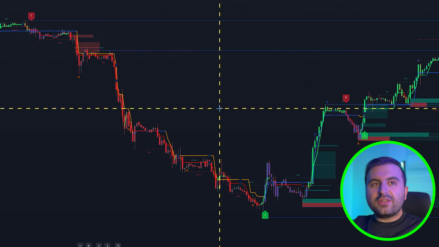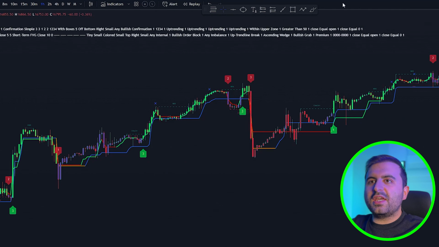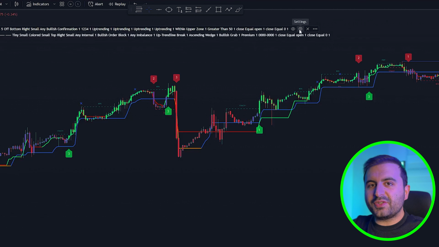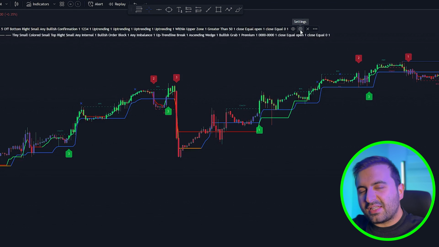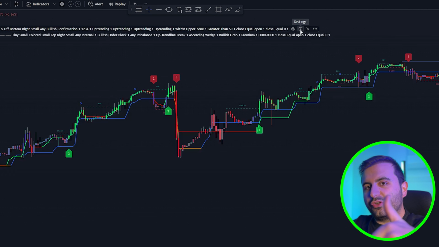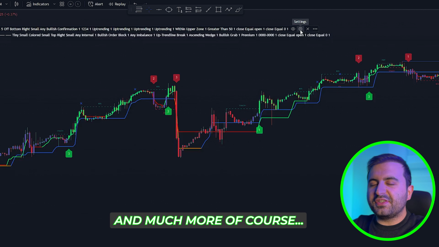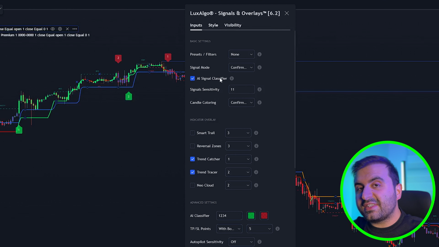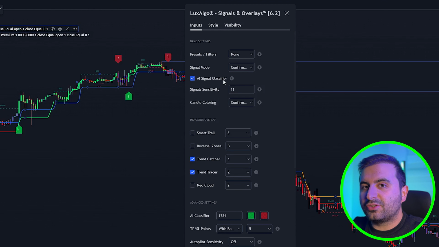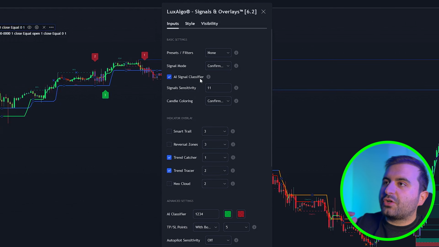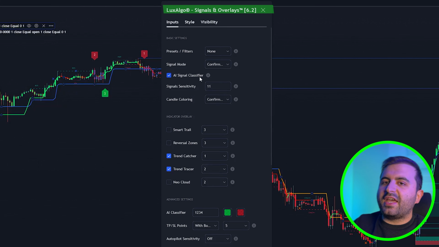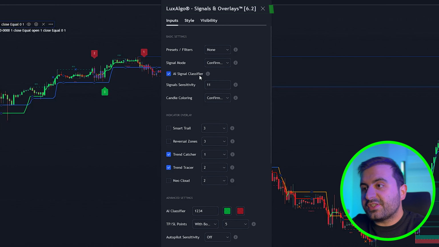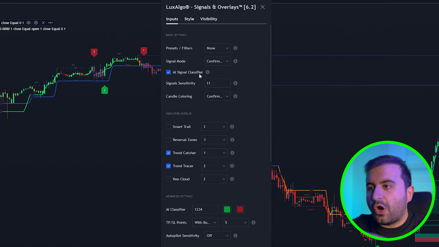Now let's head over to the settings to see what are the best settings for me to trade the Nasdaq, the S&P 500 and the Dow Jones. I mean the futures of indices. Now click the settings button. I am always enabling the AI signal classifier. LuxAlgo released a new update called 6.2, and they made a couple of changes. We will see that in this video also.